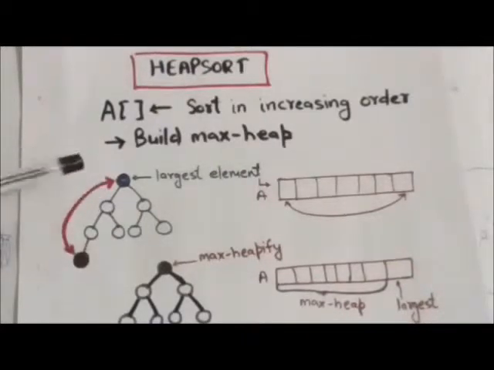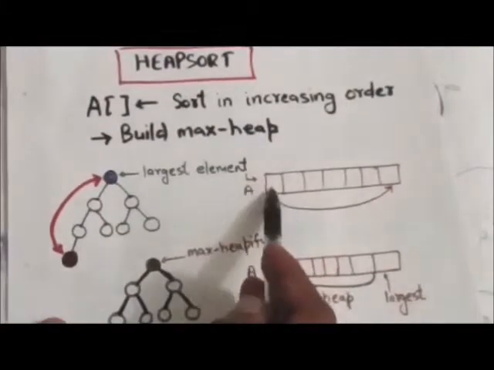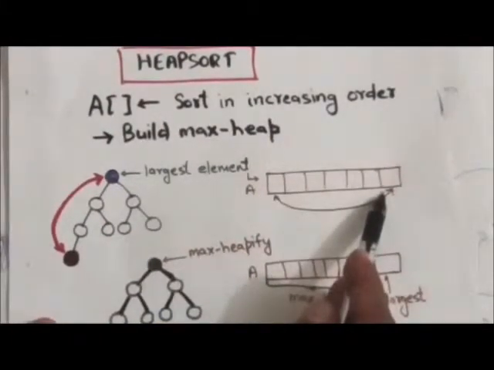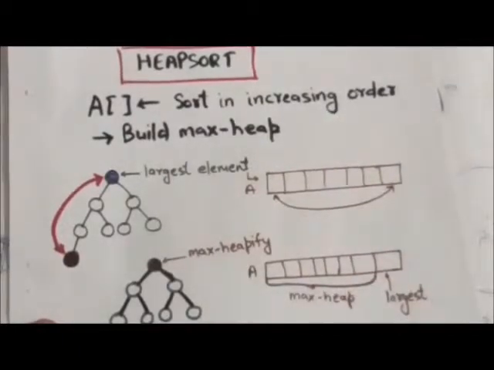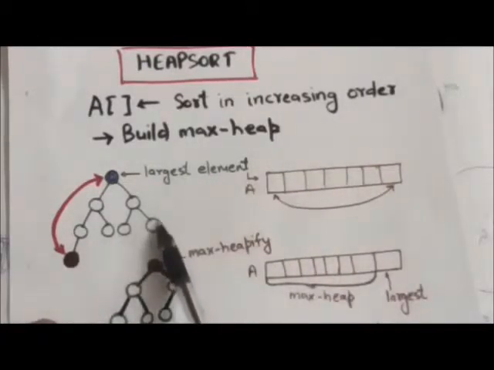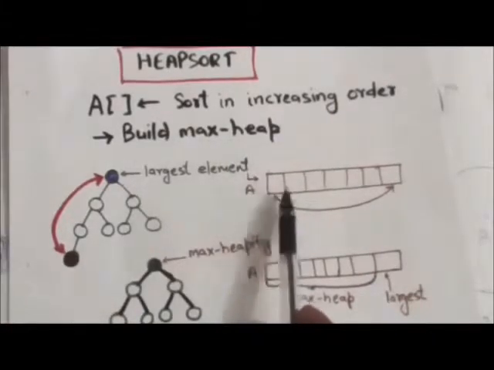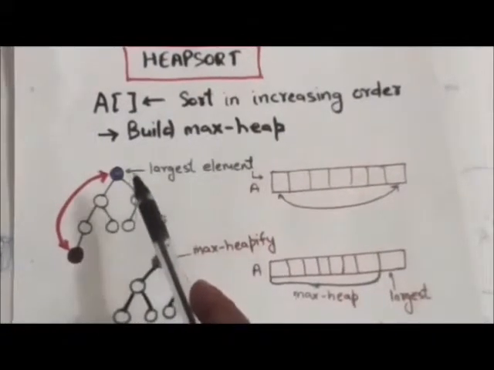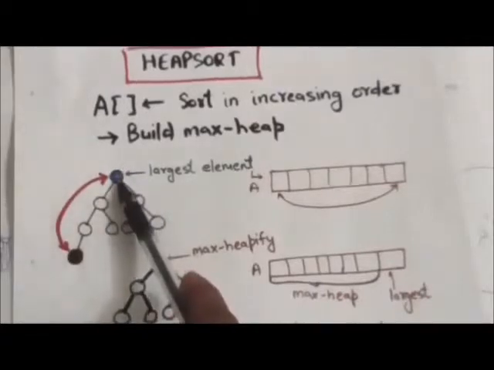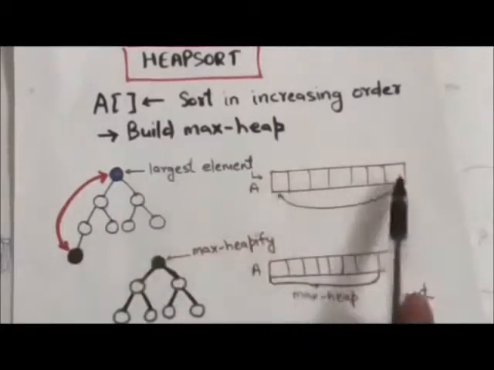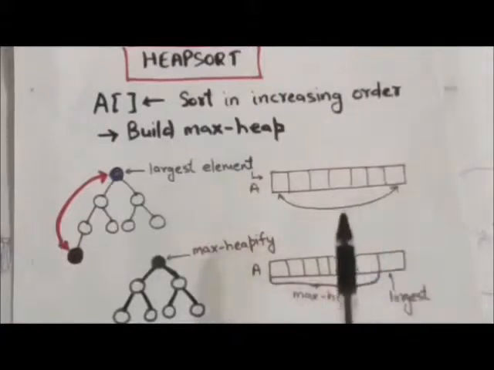Now, we know that the largest element in a max heap is stored at the root. So the root should be the last element of the sorted array A, right? We know that heaps are implemented by arrays in memory. This max heap is stored in memory as an array A. So we will exchange the root of the max heap with the last node of the heap.